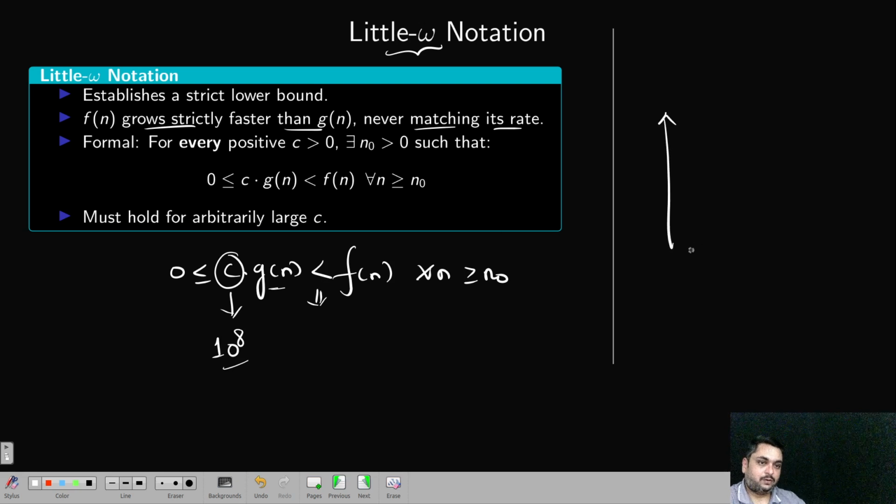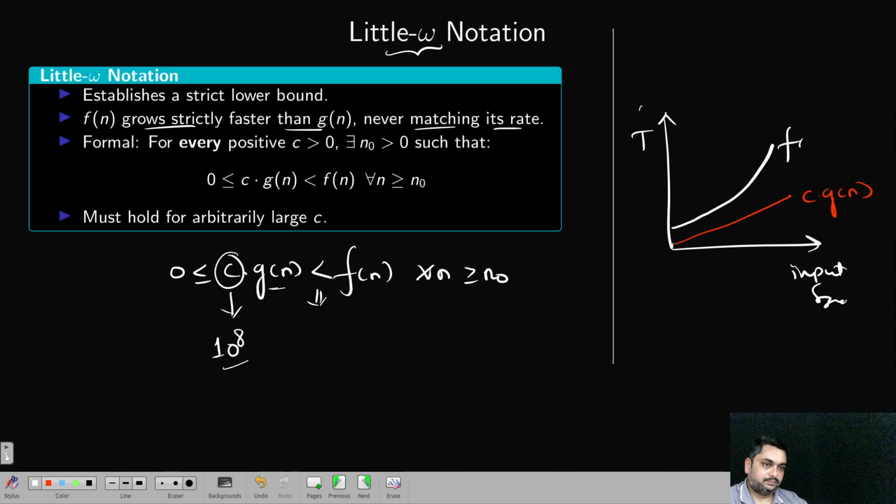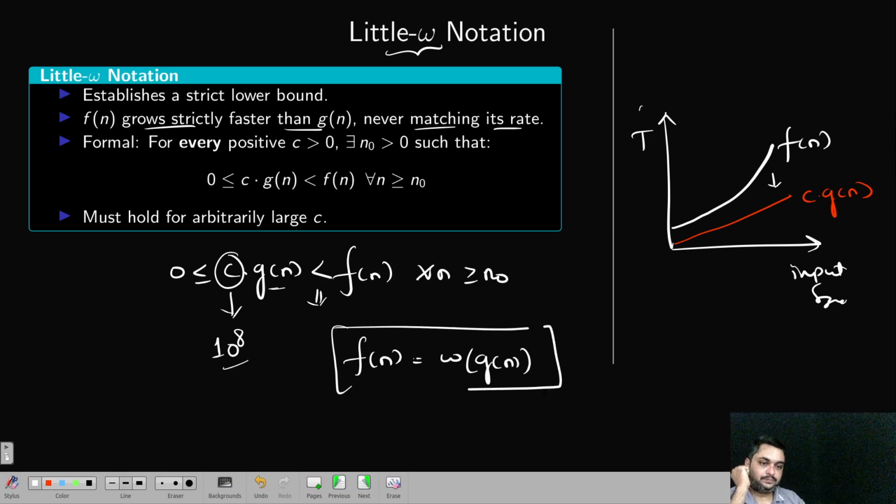So graphically, if I draw input size and then my function, what exactly am I saying here? This is, say, my lower bound c into g of n, and then I have my f of n. So f of n should grow much faster compared to g of n. Then only, if it is true, can I write f of n is equal to small omega, or little omega, of g of n. This is the definition, just the reverse of your little o.